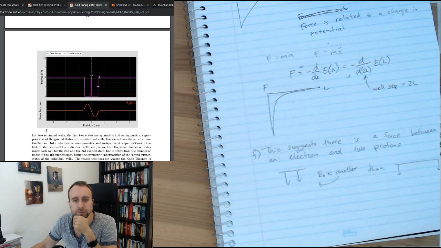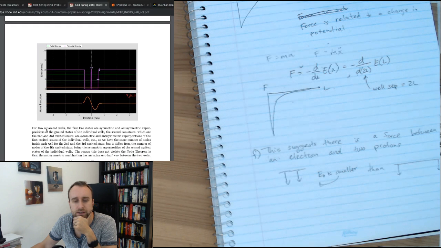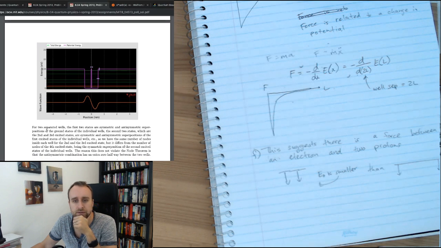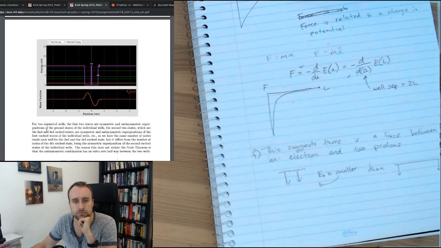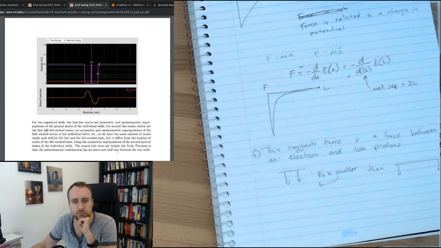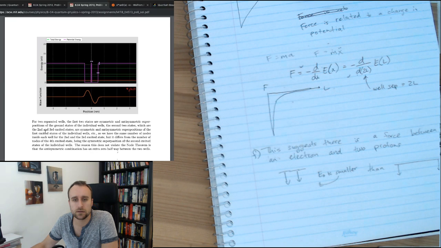For two separated wells, the first two states are symmetric and anti-symmetric superpositions of the ground states of the individual wells. The second two states, which are the second and third excited states, are symmetric and anti-symmetric superpositions of the first excited states. And so we have the same number of nodes inside each well for the second and third excited state, but they differ from the number of nodes in the fourth because the symmetric superposition of the second... because the anti-symmetric combination has an extra zero halfway between the two wells. Okay.